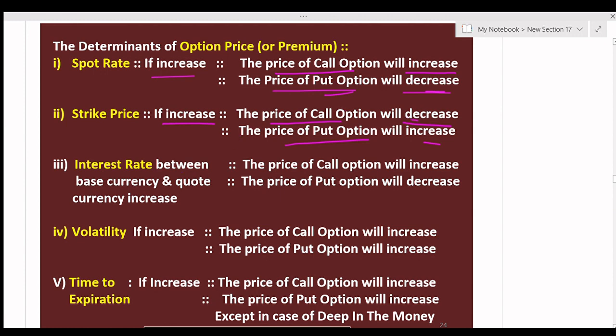Interest rate between base currency and quote currency. The price of the call option will increase and the price of the put option will decrease. That is, if the interest rate between base currency and quote currency increases, that depends on the appreciation of the base currency. Appreciation of the base currency means the price of the call option will increase and the price of the put option will decrease.